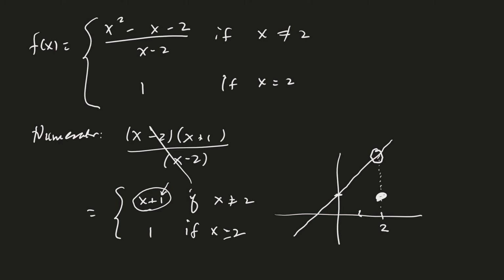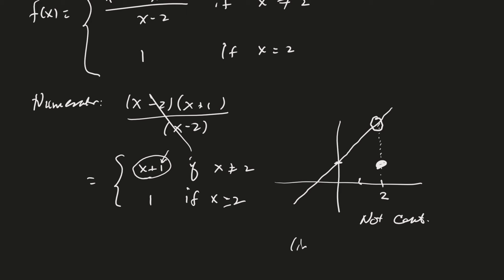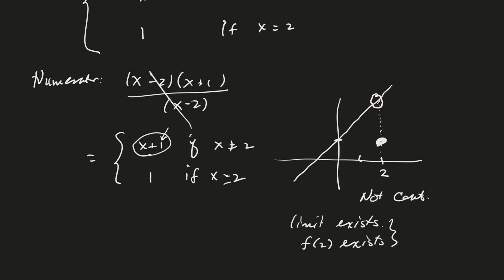Good. So is this function continuous? Not continuous. Does the limit exist? The limit exists. Does f of 2 exist? Yes. But the problem is these are not the same. Good. So therefore this function fails to be continuous at x equals 2. And you'll notice that it is continuous everywhere else because it's just the function x plus 1.